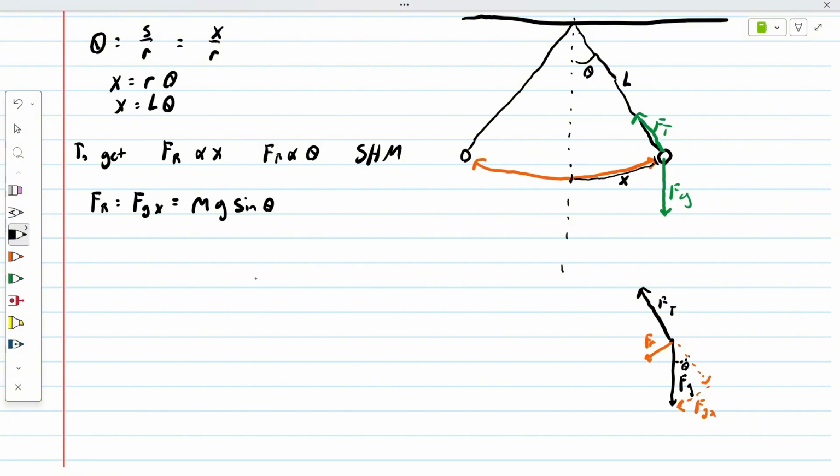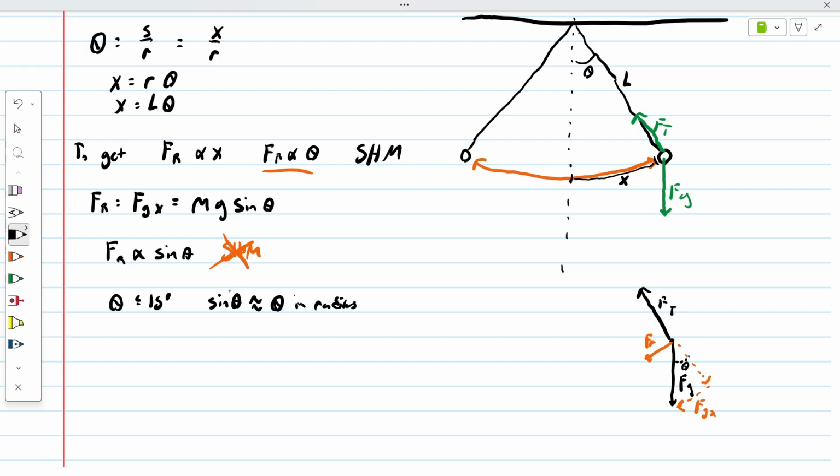Okay? And so we see that our restoring force here is proportional to sine of theta. So that means we won't have simple harmonic motion. Right? So what we need is this to be proportional to just theta. But it turns out that this is our approximation here, that when theta is less than or equal to 15 degrees, sine of theta is about equal to theta in radians. Okay, so that's going to be our approximation right here.